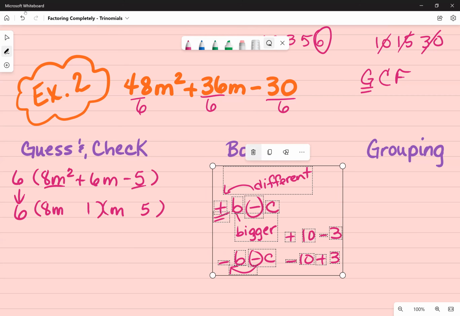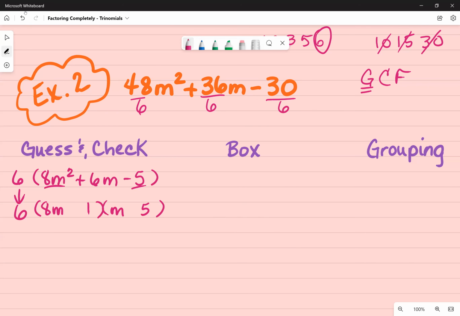Okay, let's get rid of that and go back to what we were working with. So now I'm going to use my little smiley face method. In the middle, 1 times m is 1m. On the outside, 8 times 5 is 40. There is no way, I don't care how I manipulate the signs, that I'm going to end up with a 6m. So then let's try to change the 5 and the 1.